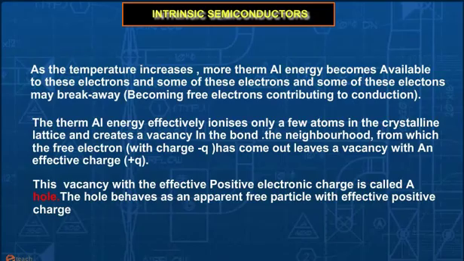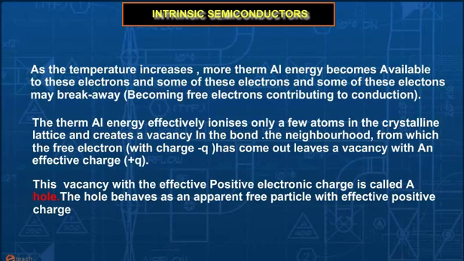As the temperature increases, more thermal energy becomes available to these electrons, and some of these electrons may break away, becoming free electrons, contributing to conduction. The thermal energy efficiently ionizes only a few atoms in the crystalline lattice and creates a vacancy in the bond.